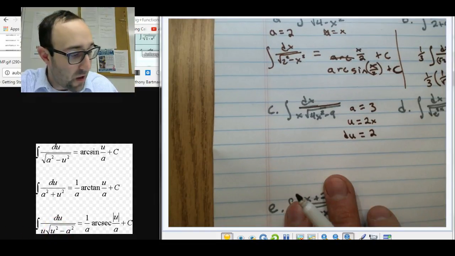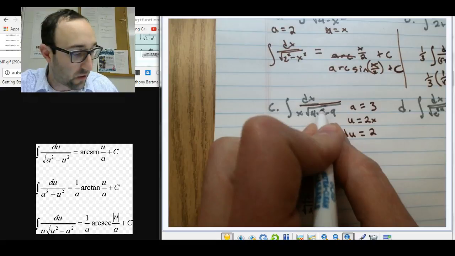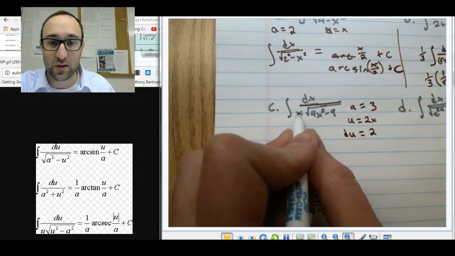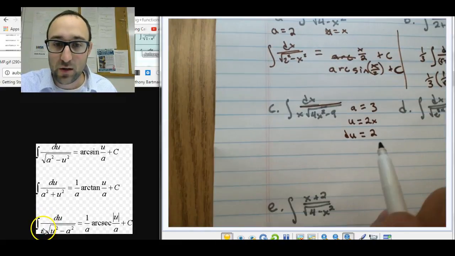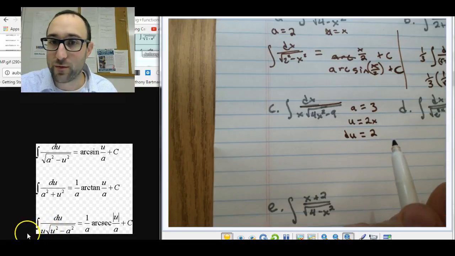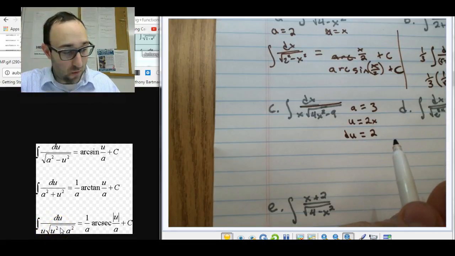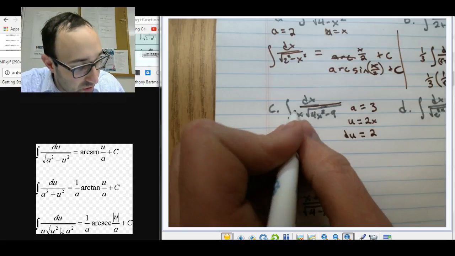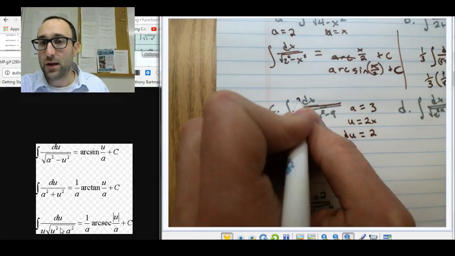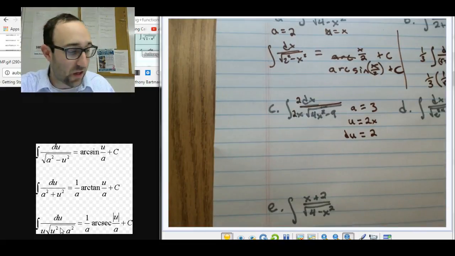Here's the only problem. I should have a 2x here, and then this should also be a 2x, because the u that's down here should be the same u that's in between both of these. So if we put a 2 in here, I've got to put a 2 up there. And now we've got that u to be just right.